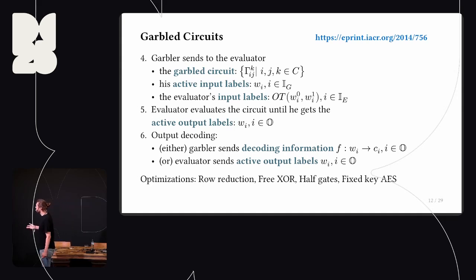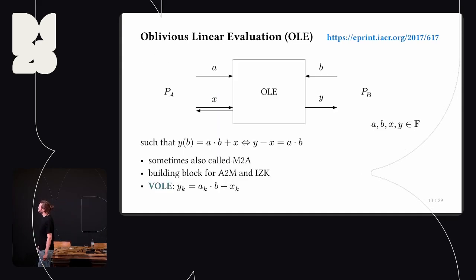Okay. That's it for garbled circuits. So now we have a problem. We now have a tool for general-purpose MPC for binary fields. But if you think about TLS, for example, the key exchange, there are also big prime fields involved because you deal with elliptic curves. So what do we do here?